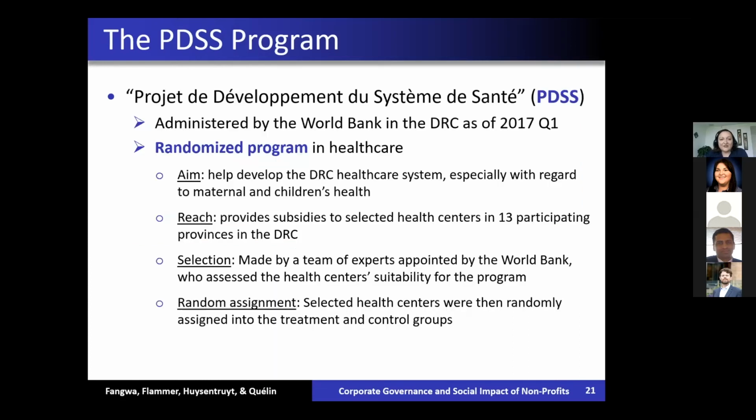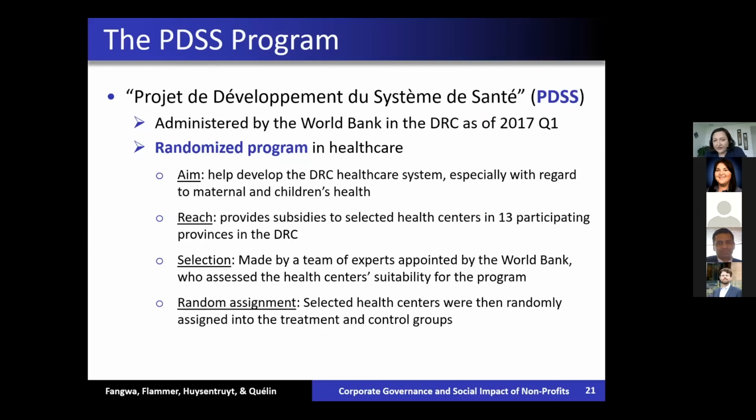All right, let me now introduce the PDSS program. The PDSS program stands for Le Projet de Développement du Système de Santé. It is administered by the World Bank in the DRC, and it started in the first quarter of 2017. The aim of this program was to develop the healthcare system of the DRC. And 13 out of the 26 provinces participated in this program.